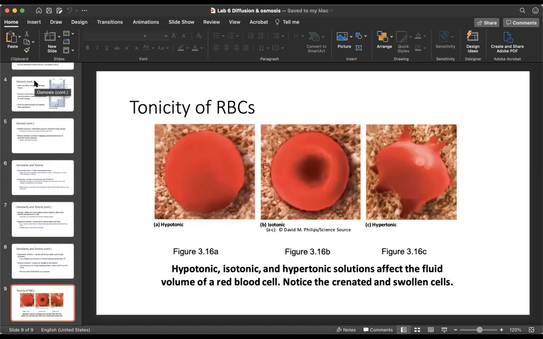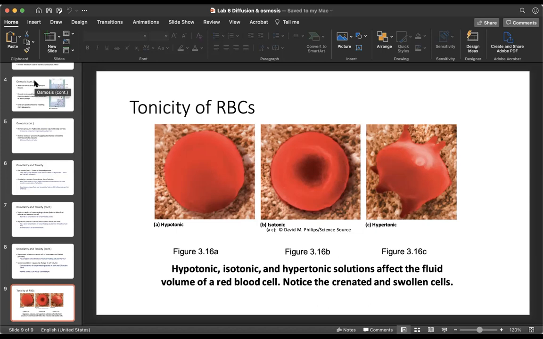So again, looking at what your red blood cells look like, you should be able to recognize each of these. Again, a hypotonic red blood cell is swollen because it's been placed in a hypotonic solution like distilled water. Remember, the isotonic is 0.9, so the isotonic cell in the middle is in a 0.9% solution. So there is as much water entering as there is leaving. You're at an equilibrium.